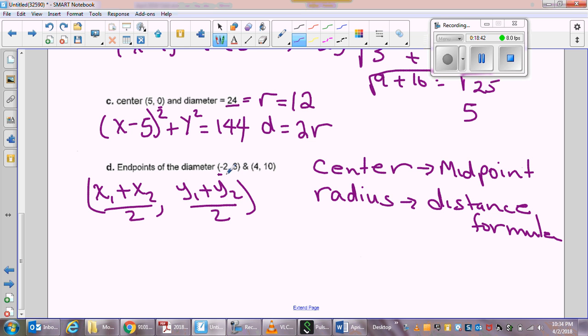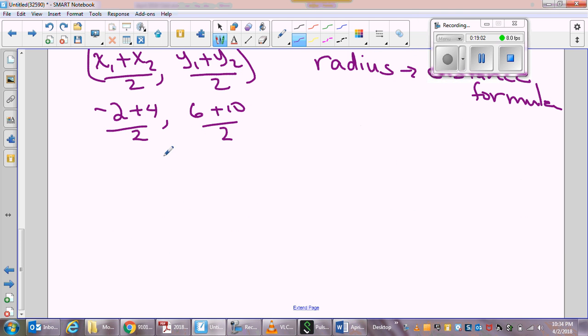So I'm going to add my x's. So negative 2 plus 4 divided by 2. And then I'm going to add my y's, which is 6 and 10. 6 plus 10 divided by 2. So what is negative 2 plus 4? Just 2. 2 divided by 2 is 1, right? 6 plus 10 is 16. Divided by 2 is 8. So this is my center.